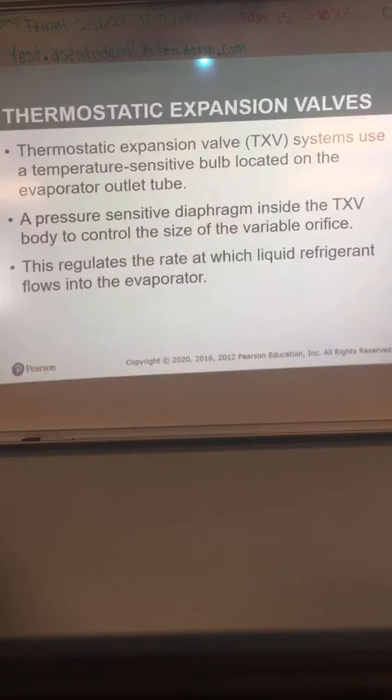The expansion valve system uses a temperature sensitive bulb located on the evaporator tube outlet. The pressure sensitive diaphragm inside there is used to control the size of that variable orifice. It regulates the rate at which the liquid refrigerant flows into the evaporator.